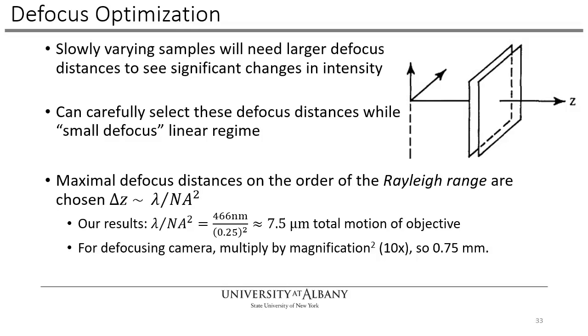About the distance you want to go to optimize things is the Rayleigh range, which is how far you can go before these nonlinear effects tend to kick in. For us, that's about a wavelength over the numerical aperture squared, or 7.5 microns if we defocus our stage. If we defocus our camera, because we have 10x magnification, we get a 10 squared factor that we can go further with the camera at the output of the microscope. So we get about a millimeter of total defocus range on both sides of focus.